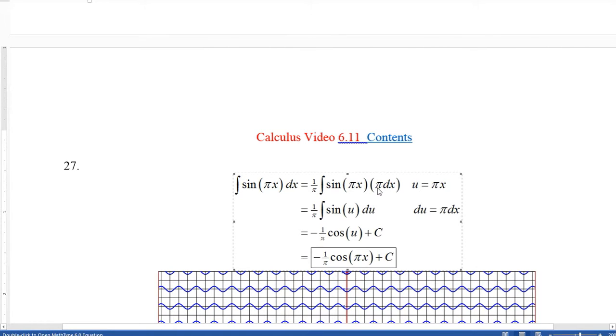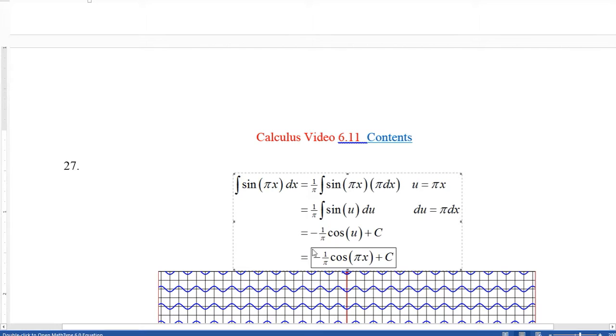But where did that pi come from? Well, we just stuck it in there, but if we're going to do that, we have to balance it by putting a 1 over pi out front. Technically, we're putting the 1 over pi here and then moving it out front. Since it is a constant, that's a legal move. So this equals 1 over pi times the antiderivative of sine of u, where pi x becomes u and the pi times dx altogether becomes du. Okay, that's something we know the antiderivative of.